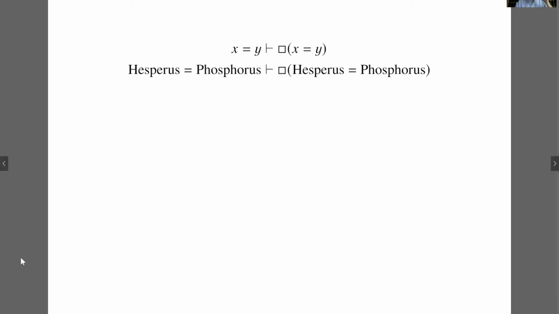Given this, one consequence of this semantic definition is that the inference holds: if x equals y, then x and y are necessarily identical. Therefore, if Hesperus is Phosphorus, then it is a necessary truth; they are necessarily identical. That's an immediate consequence of the definition of the semantics.